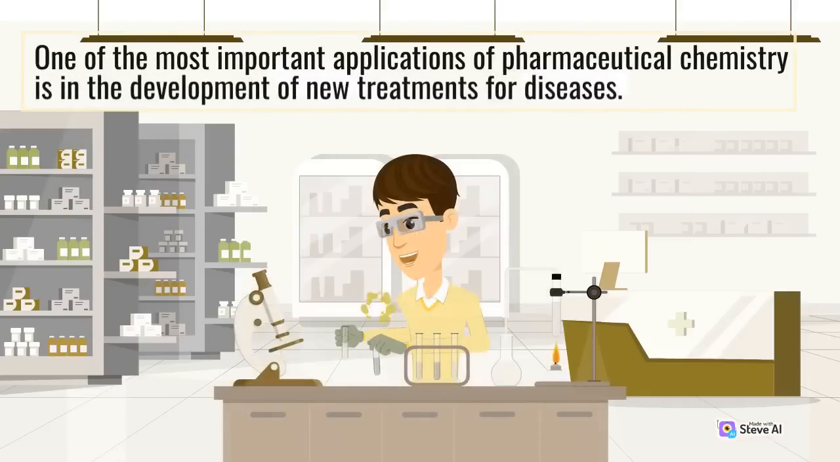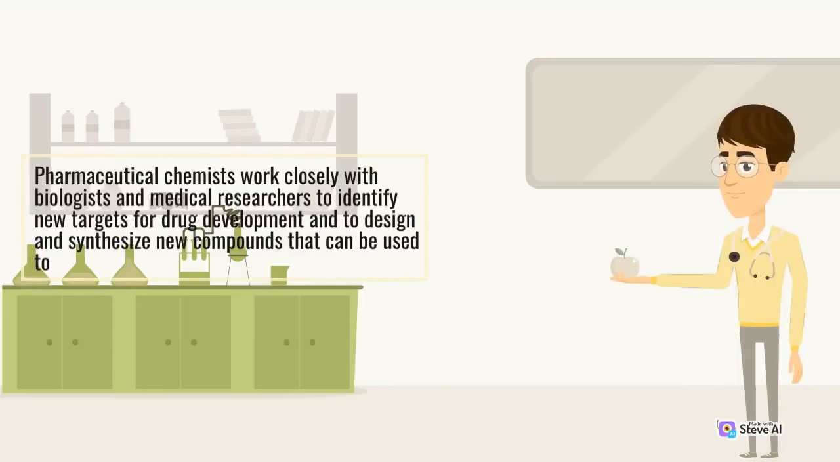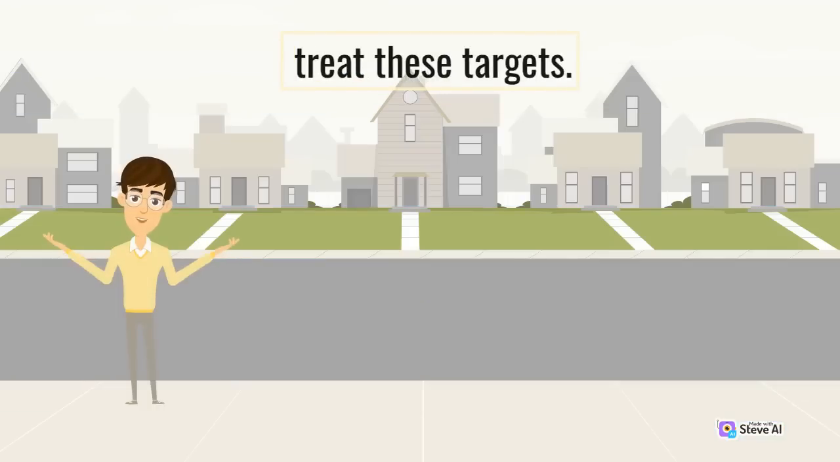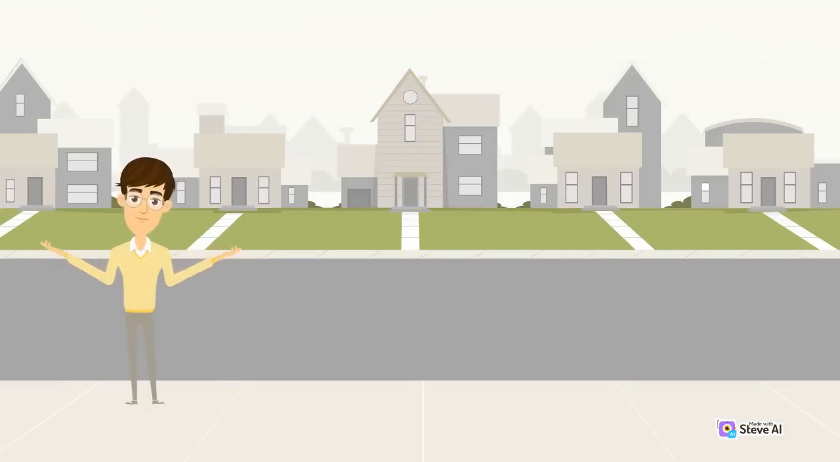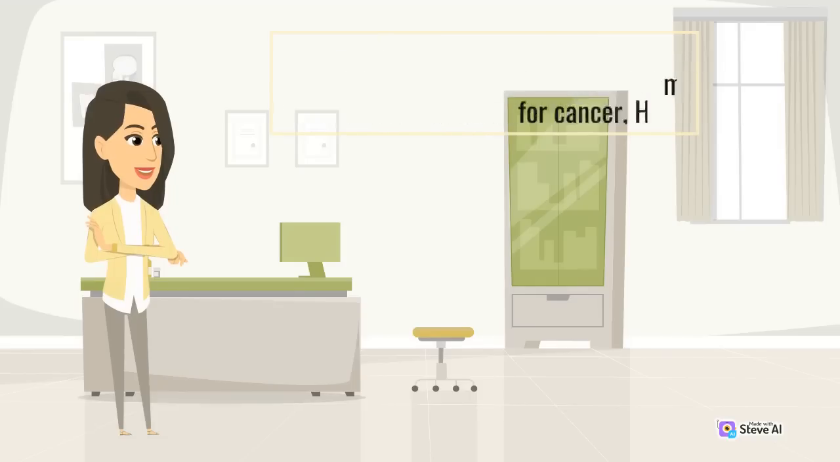One of the most important applications of pharmaceutical chemistry is in the development of new treatments for diseases. Pharmaceutical chemists work closely with biologists and medical researchers to identify new targets for drug development, and to design and synthesize new compounds that can be used to treat these targets. This work has led to the development of many new drugs, including treatments for cancer, HIV, and other diseases.